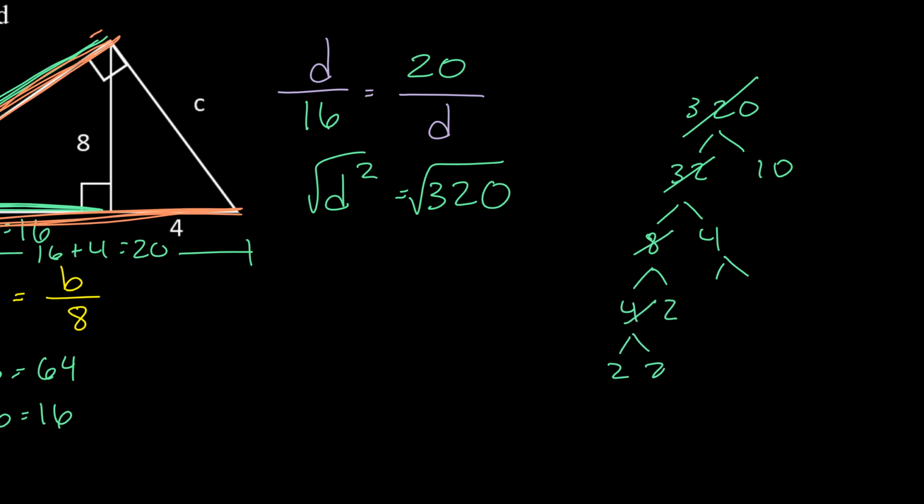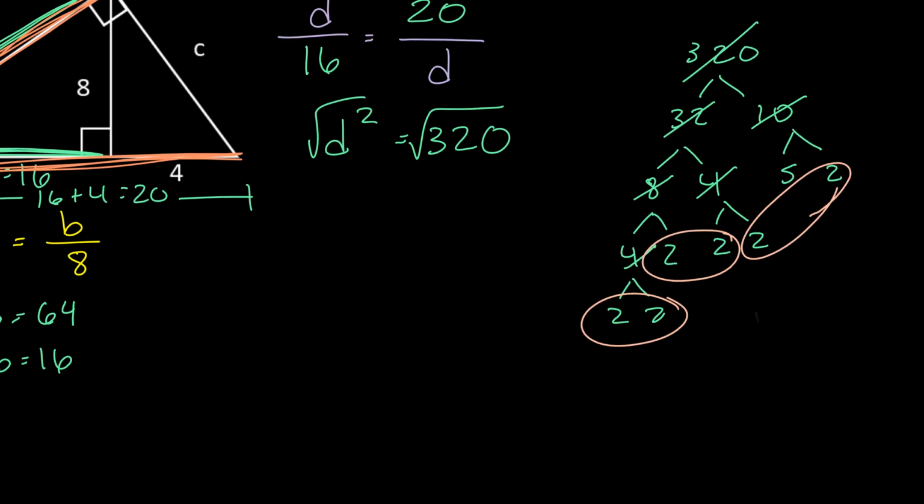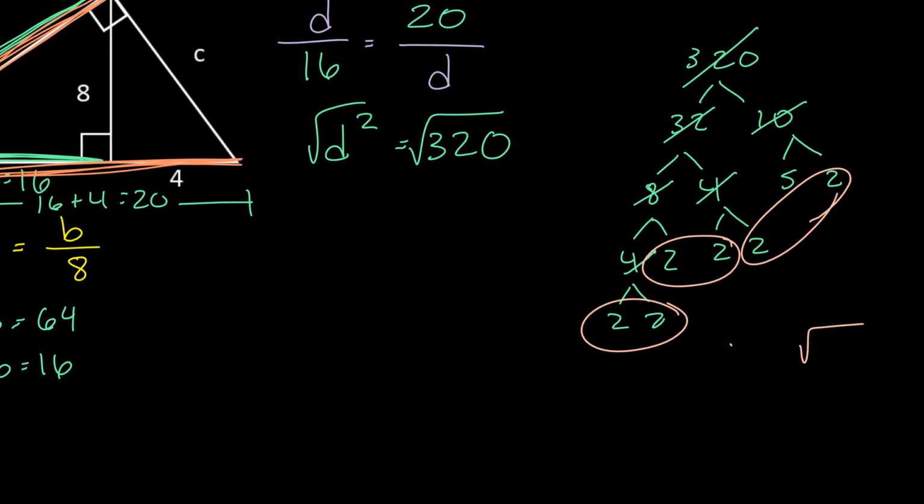I'm so sorry. And then 4 splits into 2 and 2. And 10 splits into 5 and 2. So my pairs are a set of 2's, a set of 2's, and a set of 2's. So how many 2's go on the outside of my radical? And what goes on the inside? That leftover 5. So what's 2 times 2 times 2? 8. Woo! So my total answer is 8 square root 5.